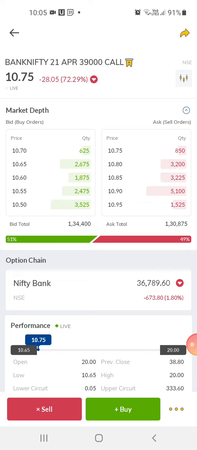And always remember that if there is a holiday of 3 or 4 days, mostly the market opens in negative, so you can keep that pattern in mind.